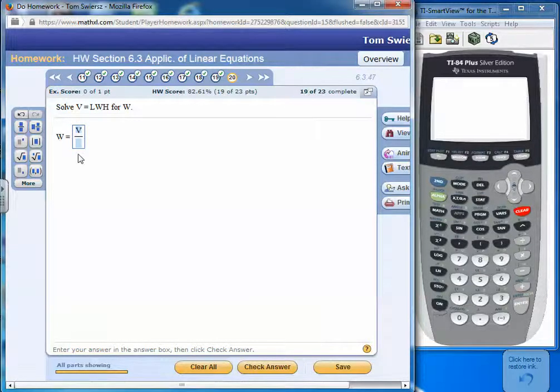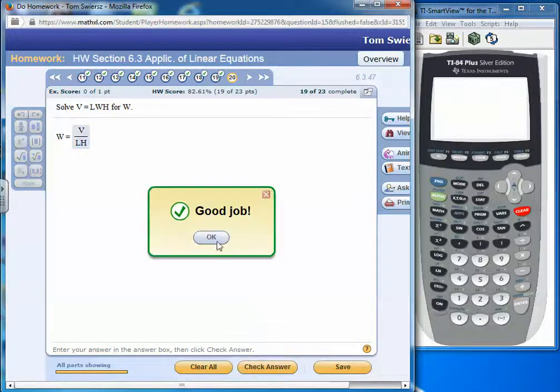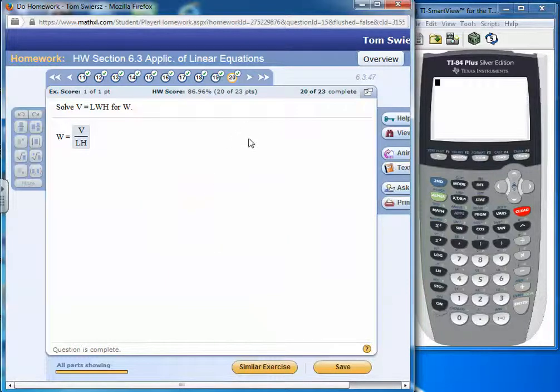Capital V, and in the denominator was capital L times H. You can just put in LH, and it'll automatically make it correct. It understands multiplication, that it's multiplication.